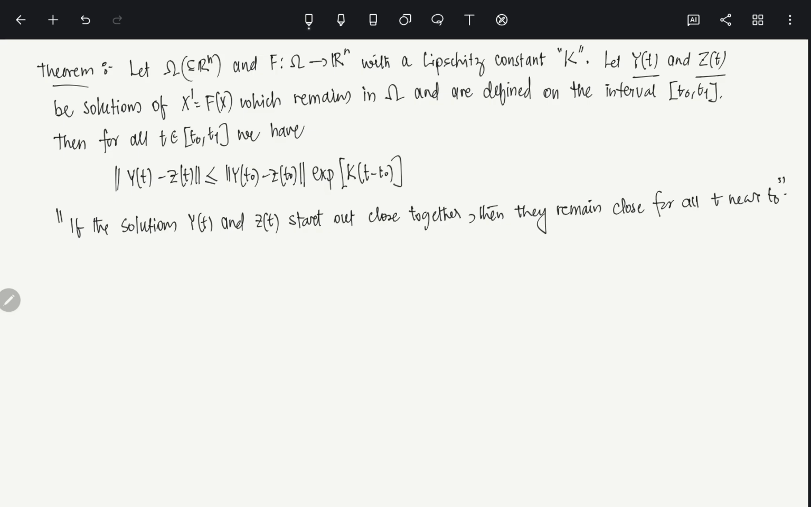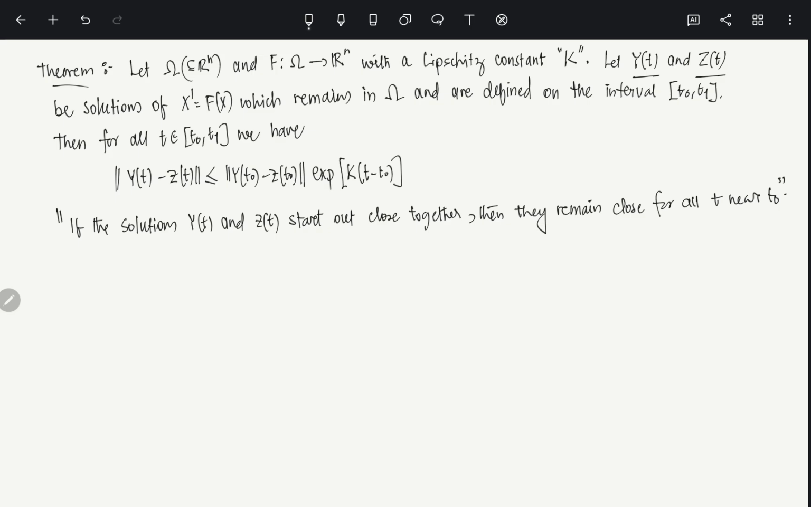So you will have a small neighborhood of t0 where they will be close to each other. t0 can be 0 also, it doesn't really matter which point you are starting out with, some t0. What happens is you always have the solutions very close to each other.